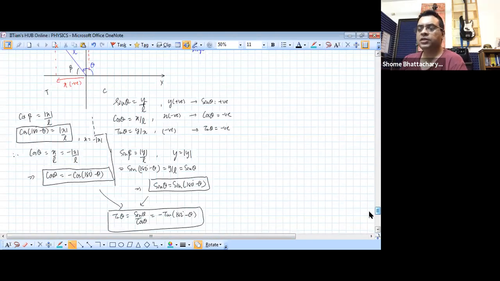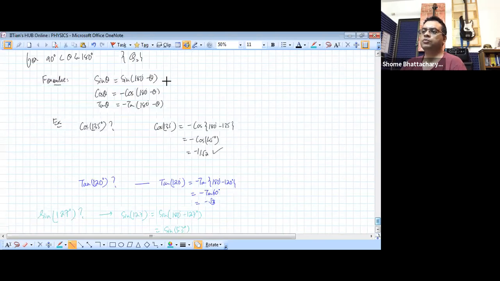So just make a note of these formulae, and we'll see their application in vector addition next. From this point onwards, just make sure that you remember these three formulae. This is the important thing. These are the formulae for the second quadrant. Make sure you remember these.